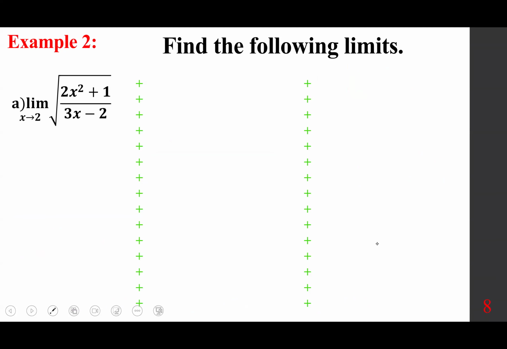We want to find the following limits, and basically we are going to plug in and observe. So if you plug in, 2 squared is 4. You get 2 times 4, 8 plus 1 is 9. This one is 3 times 2, minus 2 is 4. And square root of 9 over 4 equals 3 halves. In other words, you plug in, it works out, you're done.